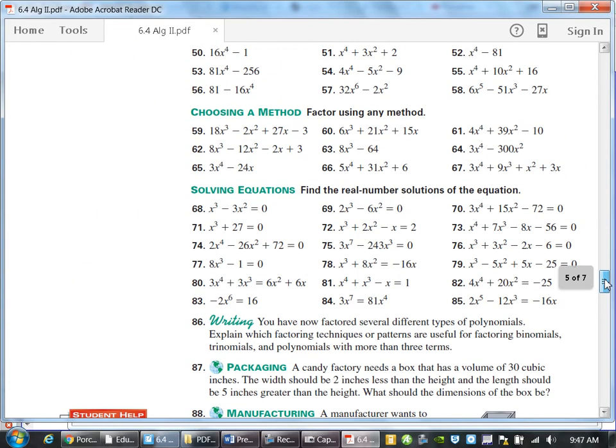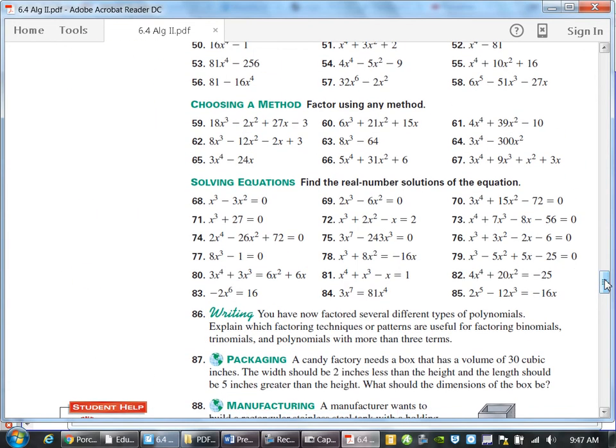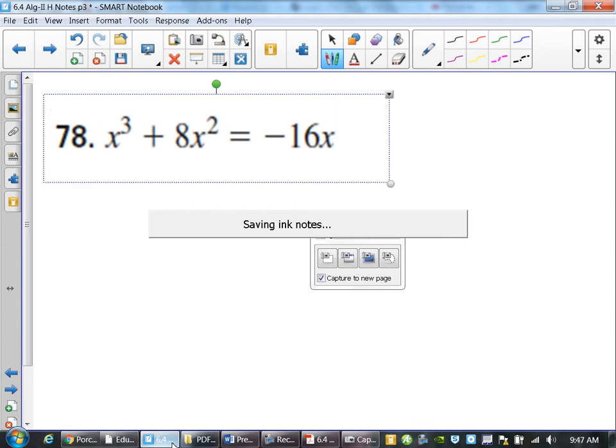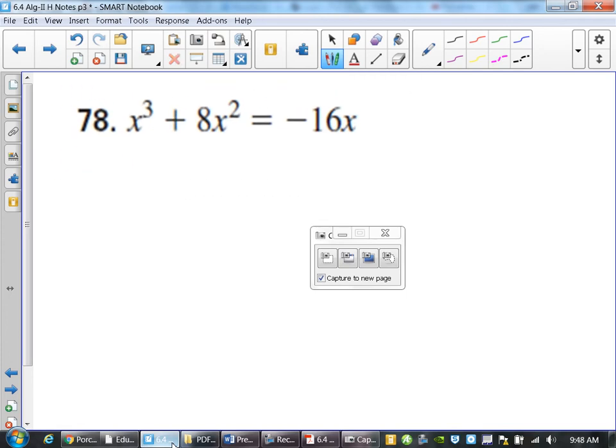This section is difficult. You said 75? 78. So right off the bat, I have to move that 16x over. Move the 16x over, and I take out an x, and we get x squared plus 8x plus 16.